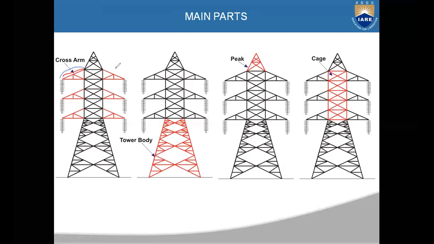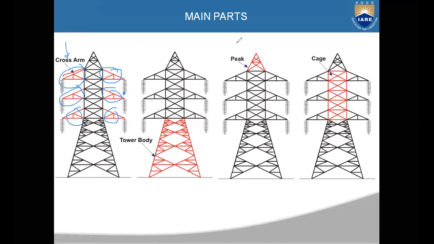Okay, so these cross arms are bolted to your tower body. These are called the cross arms. So what is the use of these cross arms? These cross arms will be used to keep the conductor at some distance from the tower body. You should have some gap between your conductor and tower. That will be provided by this cross arm.